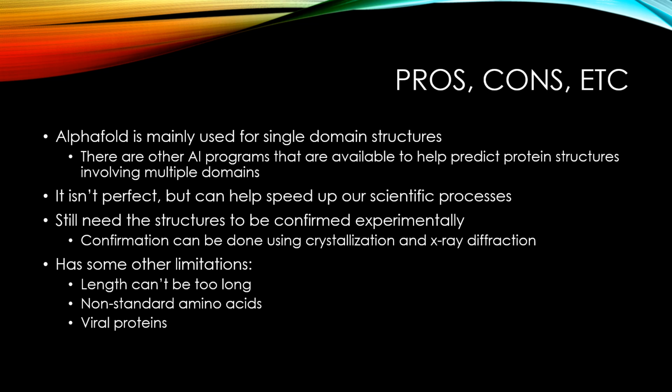AlphaFold does have some other limitations that should be considered when you're trying to use it for predictions. The length of the amino acid chain shouldn't be too long or too short. On their website, they do have some general guidelines for the ranges. And the amino acid sequence shouldn't contain any non-standard amino acids. And it currently can't do anything with viral proteins. All of these are areas that are currently being worked on for improvement so that eventually those constraints won't be a problem anymore.